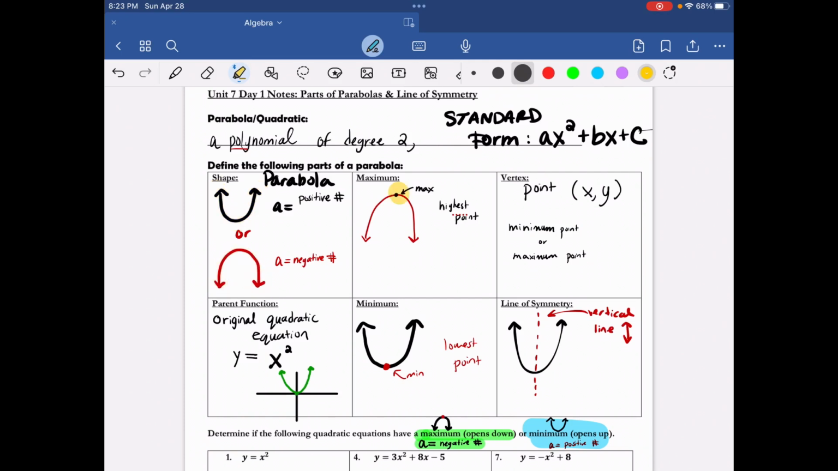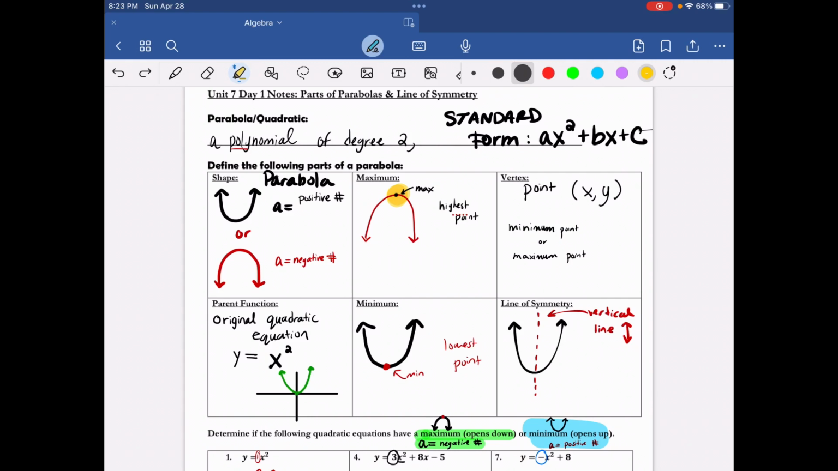Maximum is the top of the U if it's upside down. Minimum is the bottom of the U if it's just like a U. If they tell you about a vertex, we want a vertex point, so we want an x coordinate and a y coordinate. And it just means this is the vertex, the minimum, or the maximum. That's the vertex. So we want to know where it is.